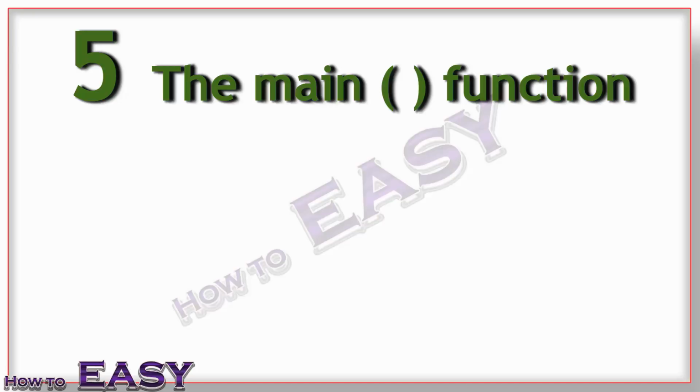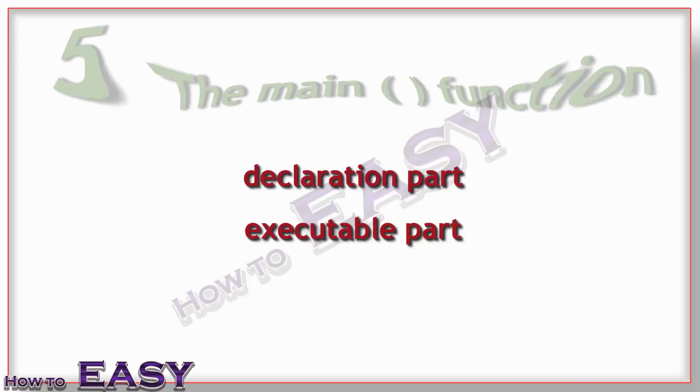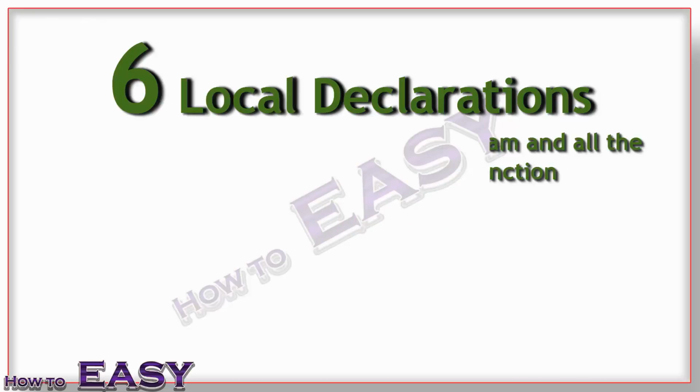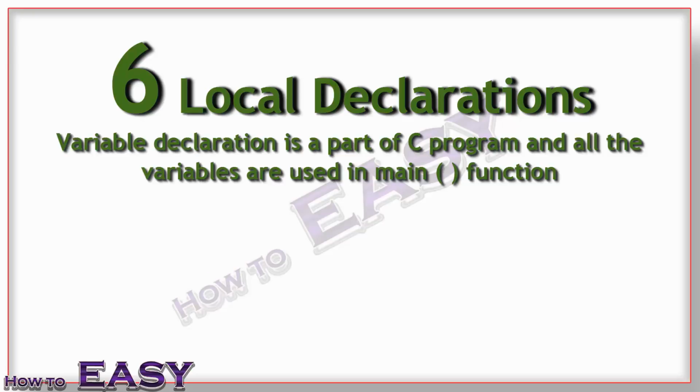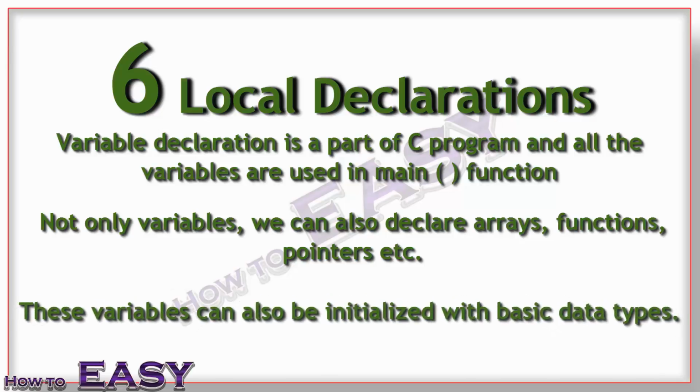We can divide the main function's body into two parts. First the declaration part and second the executable part. We will learn this clearly in our future videos. Local declarations. The variable declarations are a part of a C program and all the variables used in the main function should be declared in the local declaration section, and are called local variables. Not only variables, we can also declare arrays, functions, pointers, etc. These variables can also be initialized with basic data types.